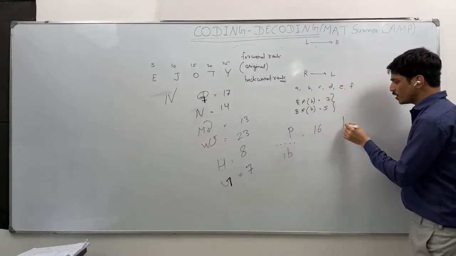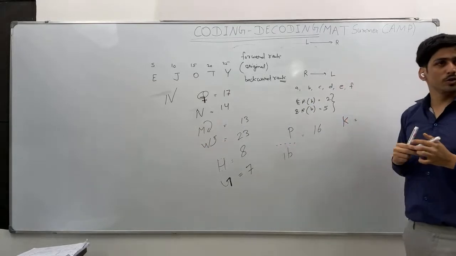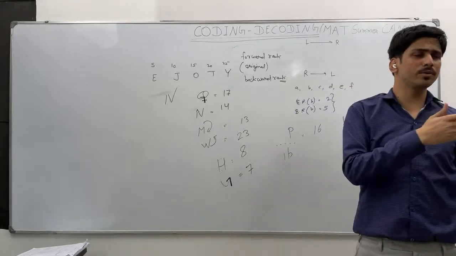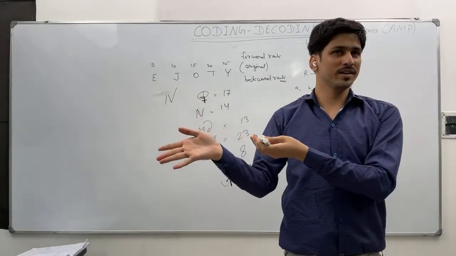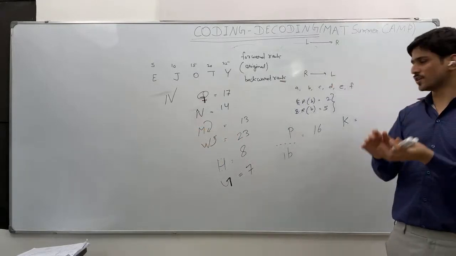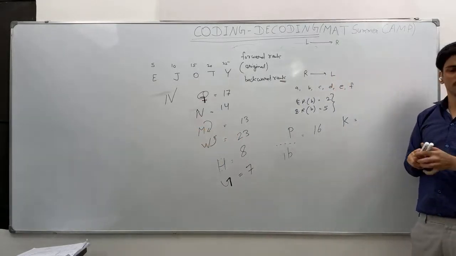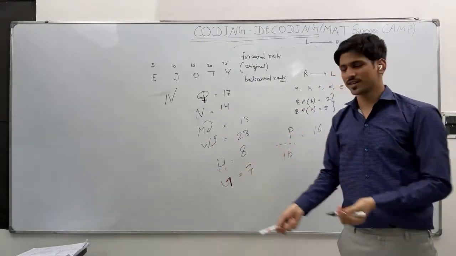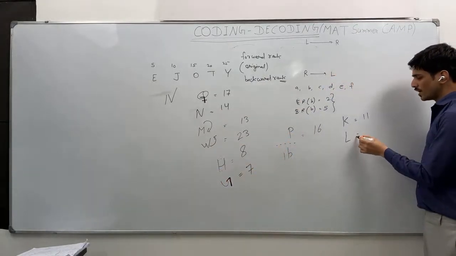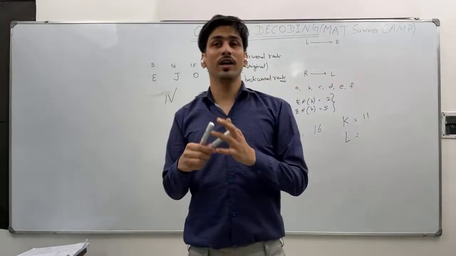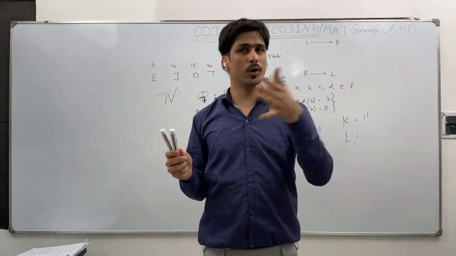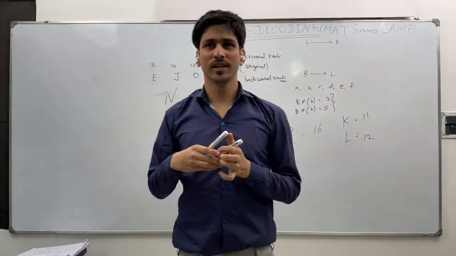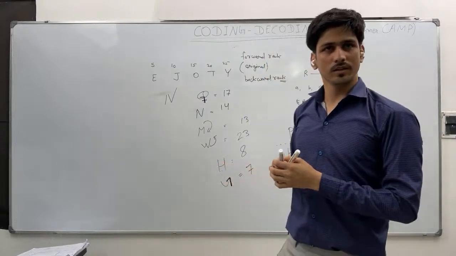Now if I ask what is the rank of K? 11. You can remember, now IPL season is going on, right? So you can say King K. Which team's name starts with K? Kings 11 Punjab, right? So you can say K stands for Kings 11. And if I ask you L, L and 12 sound similar, right? L 12. So rank of L is going to be 12. Clear?